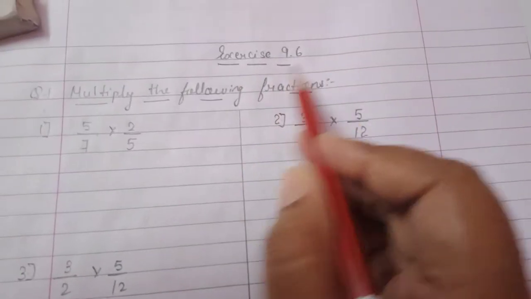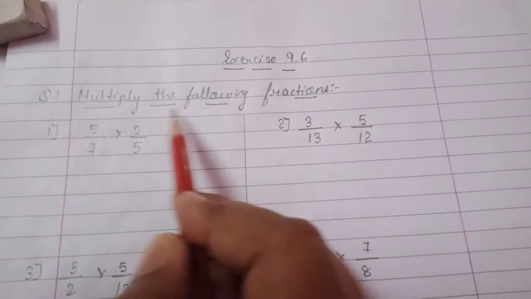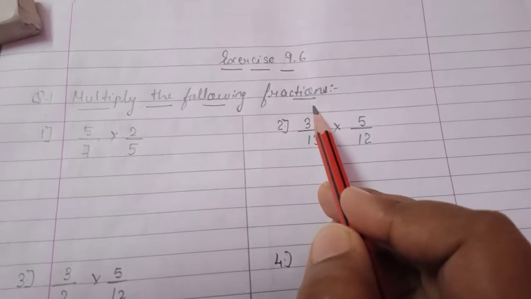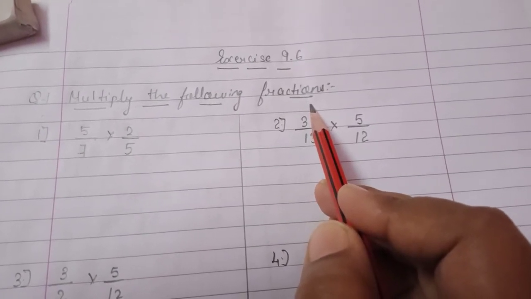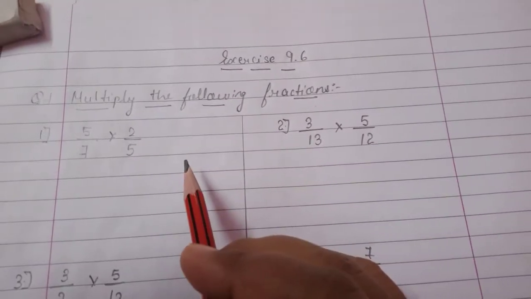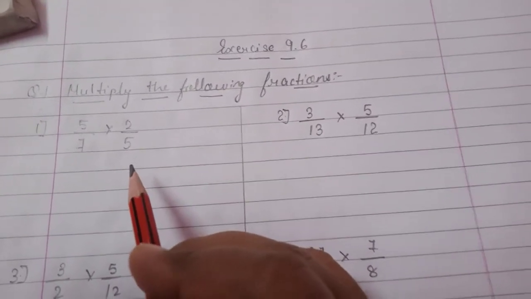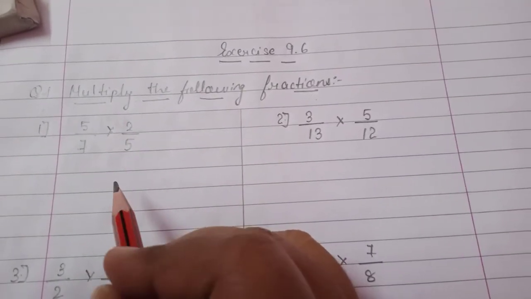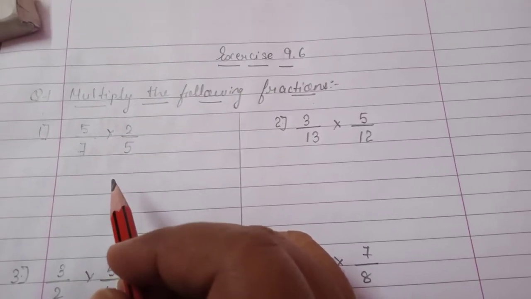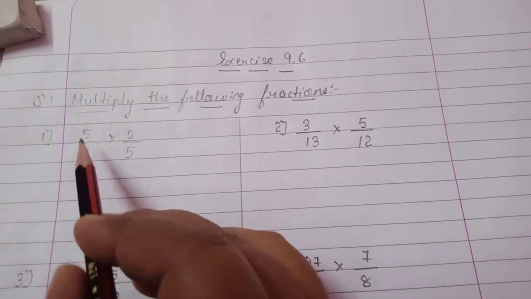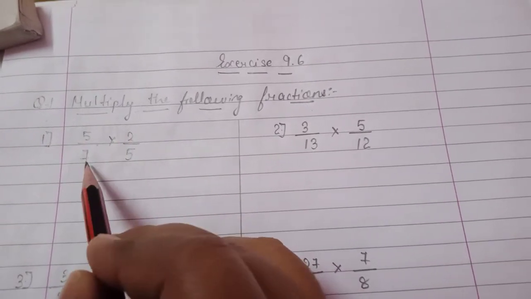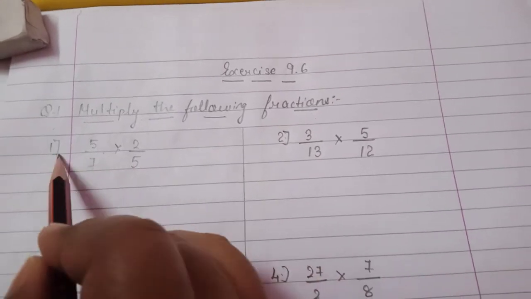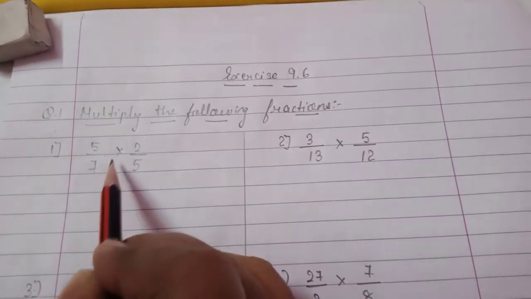Exercise 9.6. Question number 1. Multiply the following fractions. Earlier we have done addition and subtraction of fractions, but in that we have to take an LCM and make the denominators the same. But in multiplication, we do not take the LCM. We can directly multiply numerator with numerator and denominator with denominator.